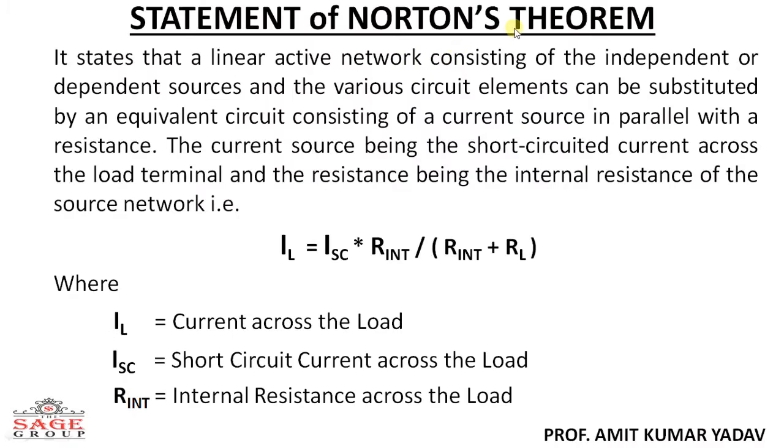Okay, let's start. What is Norton theorem? It states that a linear active network consisting of independent or dependent sources and various circuit elements can be substituted by an equivalent circuit consisting of a current source in parallel with a resistor. The current source is the short circuit current across the load terminal, and the resistance is the internal resistance of the source network. That is, load current equals short circuit current times internal resistance upon internal resistance plus load resistance.